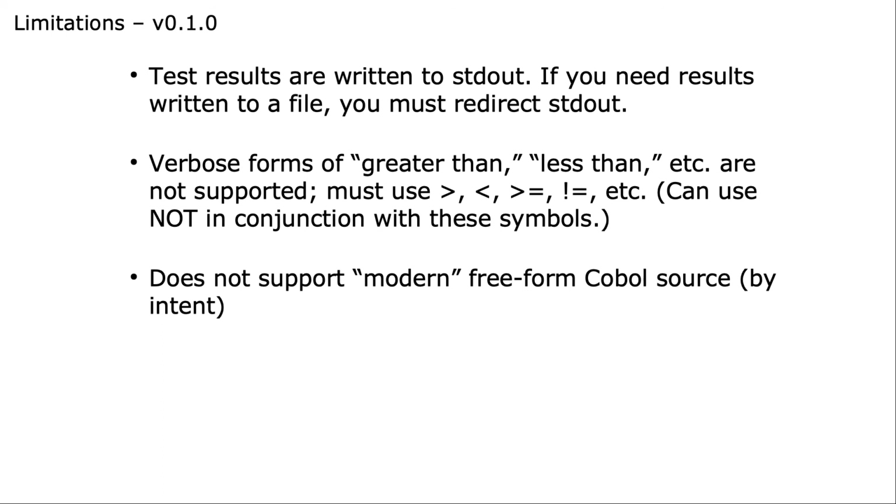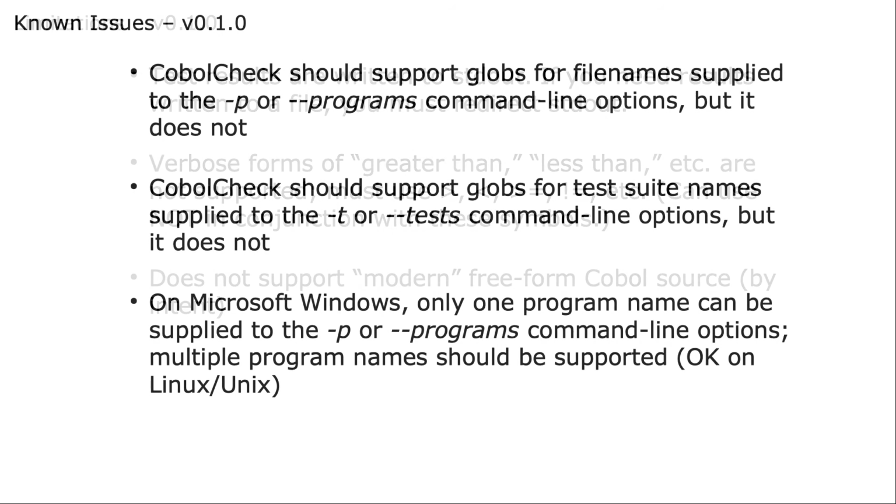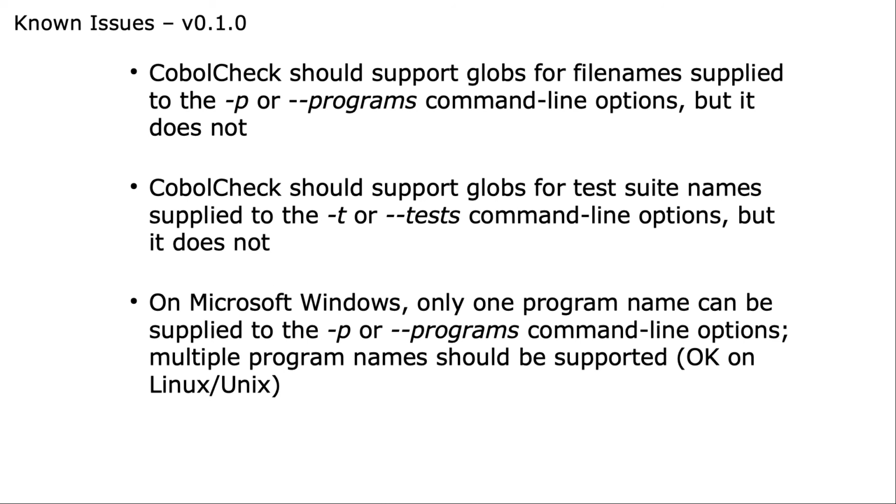Cobol Check writes test results to standard out. If you need results written to a file, you must redirect standard out. Verbose forms of greater than and less than, etc. are not supported. You have to use the symbols for greater than, less than. It doesn't support modern free-form Cobol source, and that's by design because the main use case is to work with legacy code. Beyond limitations, there are a few known bugs at this time.